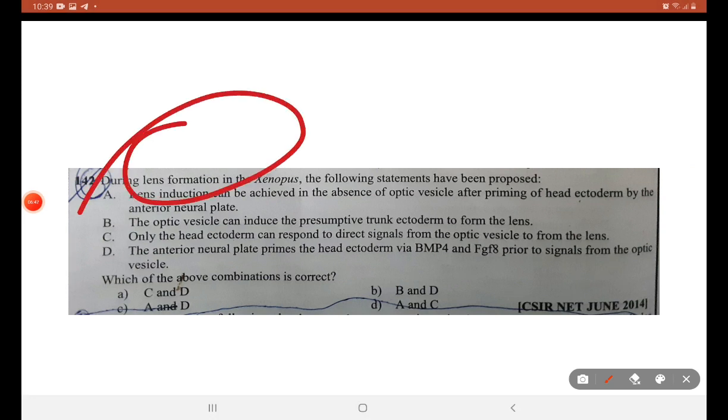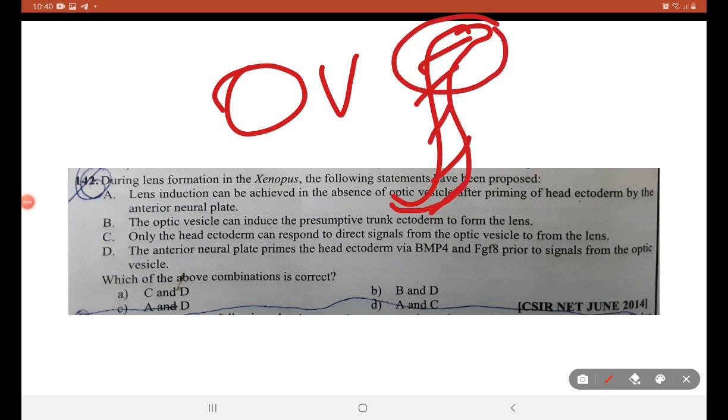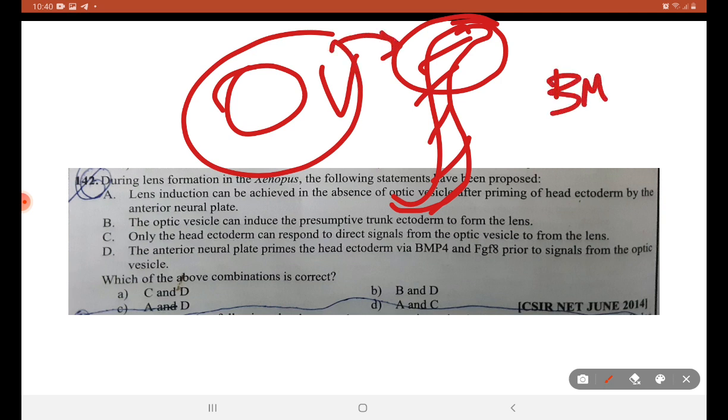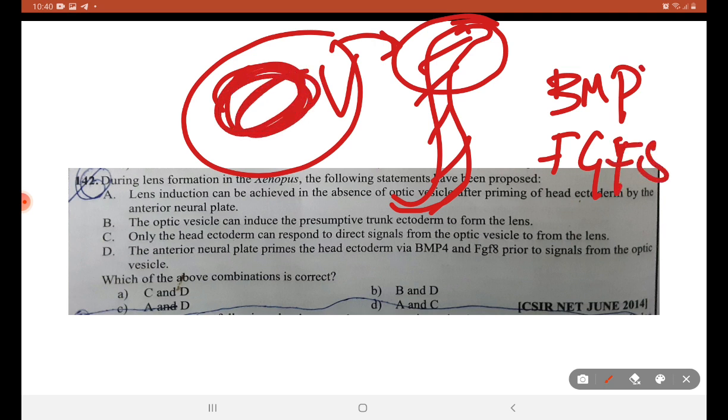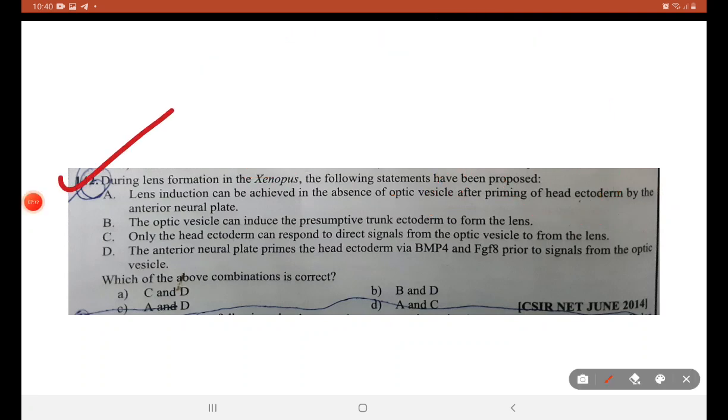Next question, due to lens formation. Lens formation: the optical vesicle, and consider this as ectoderm, the anterior portion of the head ectoderm. The signals produced by BMP signaling and FGF8 signaling from this optical vesicle induce the head ectoderm of the anterior region to form lens. This is the concept. So let's see about the case of Xenopus.